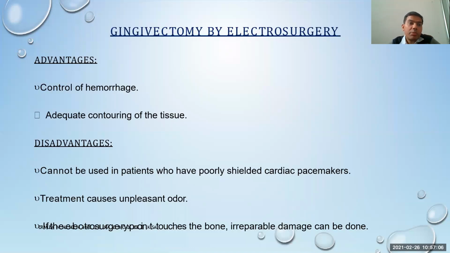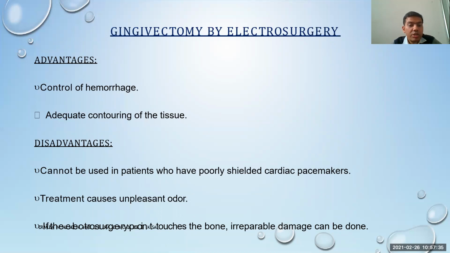Now, gingivectomy can also be done by electrocautery. Advantages are that it controls the hemorrhage. There is very little, or you can say no, bleeding, and adequate contouring of the tissues can be done. But the disadvantage is that it cannot be used in patients who have poorly shielded cardiac pacemakers. Nowadays, pacemakers are usually very properly shielded, but in earlier days pacemakers were not properly shielded, and it can cause electromagnetic interference in such patients.